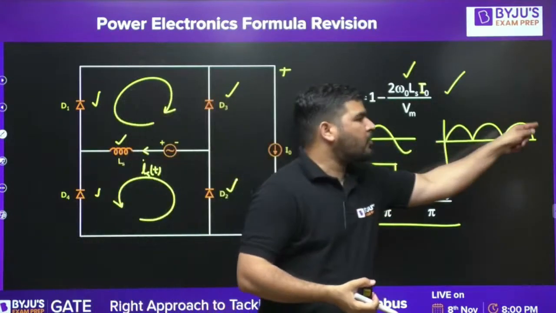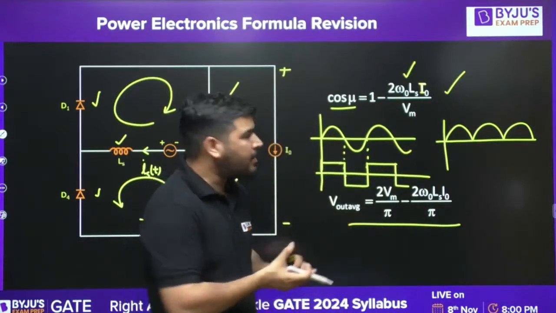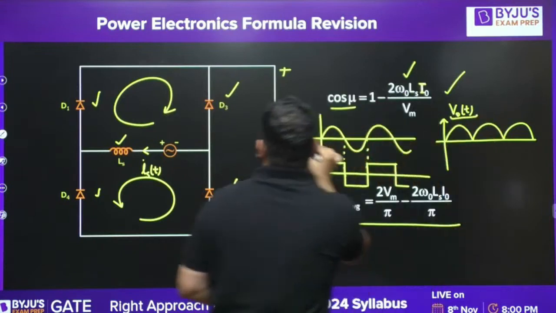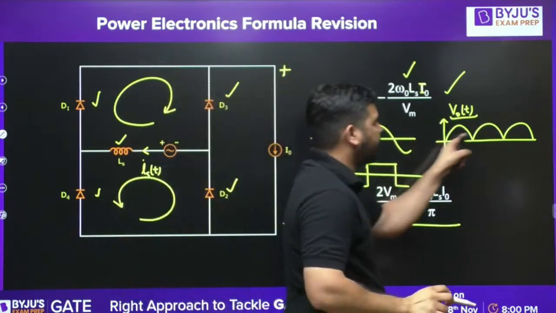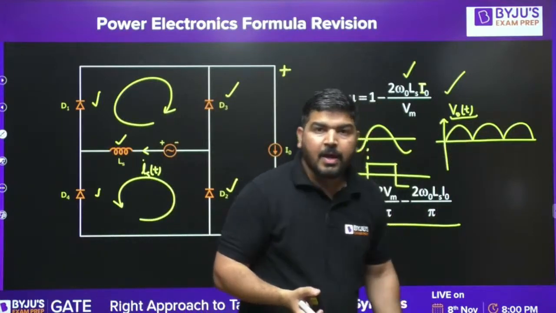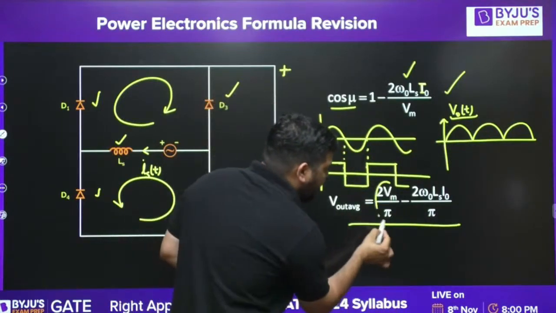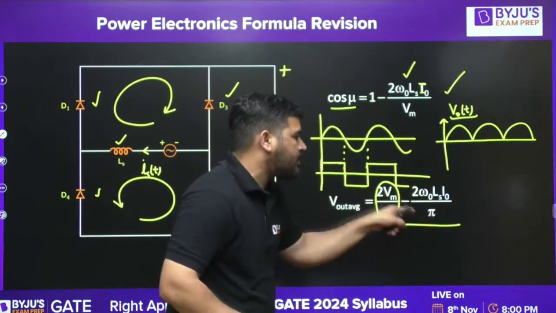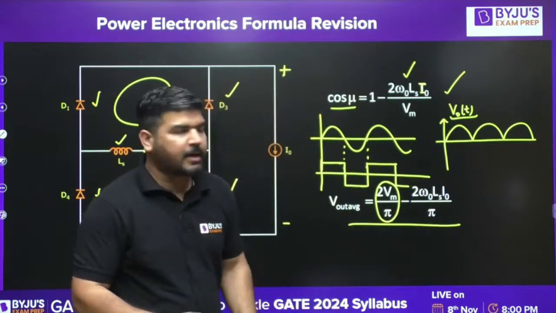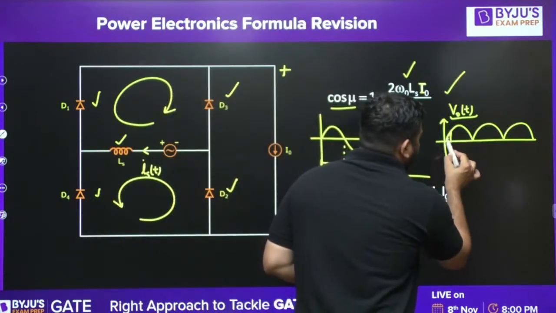And the average value of this output voltage will be 2 Vm by pi. This is the wave shape of v0(t), not the average voltage. It is the wave shape of the output voltage. The output voltage will look like this if there is no source inductance. But if there is a source inductance, then this 2 Vm by pi will be reduced by this factor. Due to this source inductance, it will be reduced by this factor, and the shape of the output voltage will also be changed.